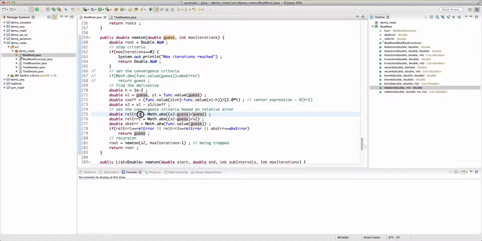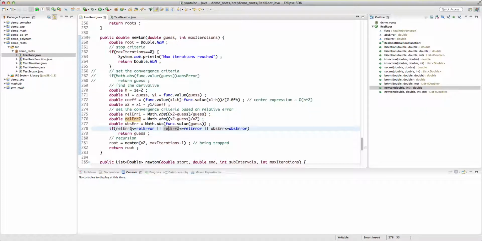Relative error 1 is x2 minus guess divided by guess. Relative error 2 is x2 minus guess divided by x2. The reason that I'm using both is that one of these, guess or x2, might be 0. There's a very high chance that we set the initial guess to 0. So if I just use one of them, division by 0 returns infinity, which is not a good convergence criterion.